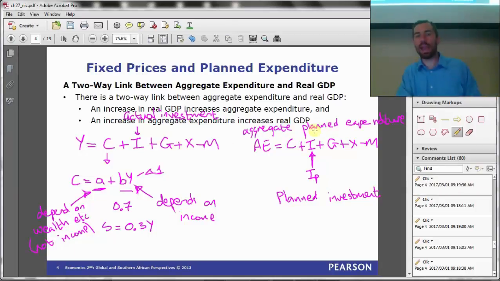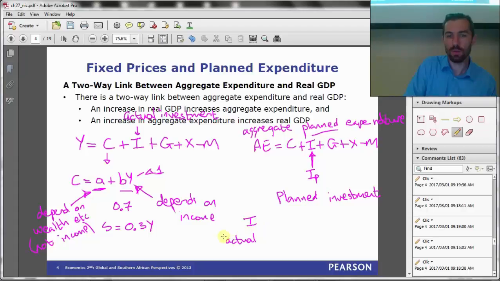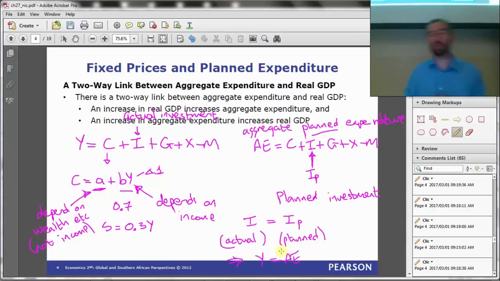Okay, aggregate planned expenditure. Now, when our investment, which is to say our actual investment, is equal to our planned investment, okay, then our two equations are equal. In other words, Y is equal to aggregate expenditure. Okay?